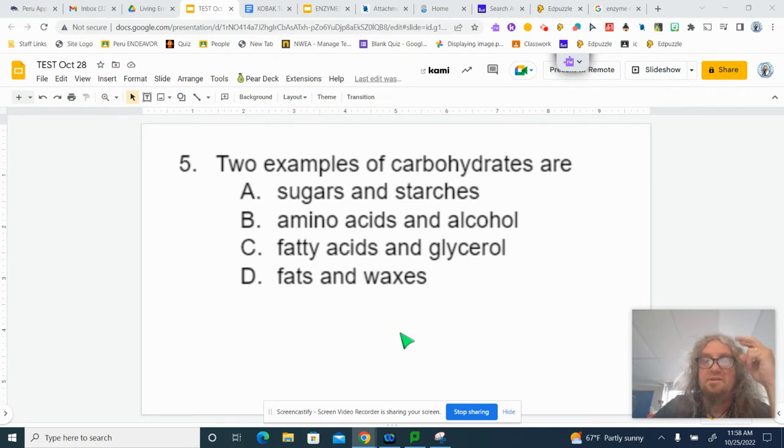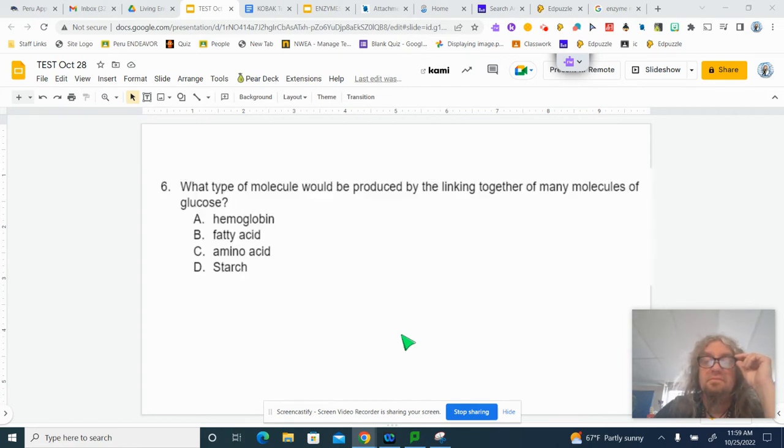Question five. Two examples of carbohydrates are A, sugar and starches, B, amino acids and alcohol, C, fatty acids and glycerol, D, fats and waxes. Question six. What type of molecule would be produced by the linking together of many molecules of glucose? A, hemoglobin, B, fatty acid, C, amino acid, D, starch.